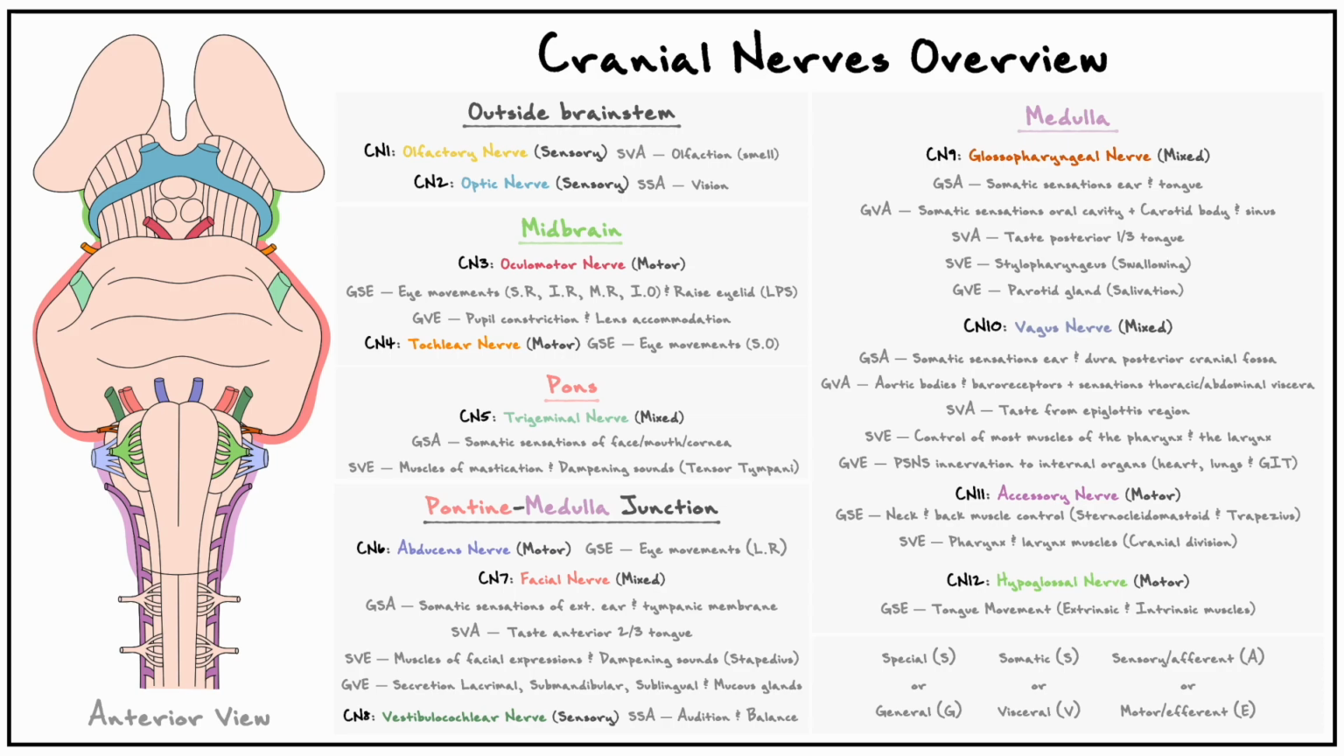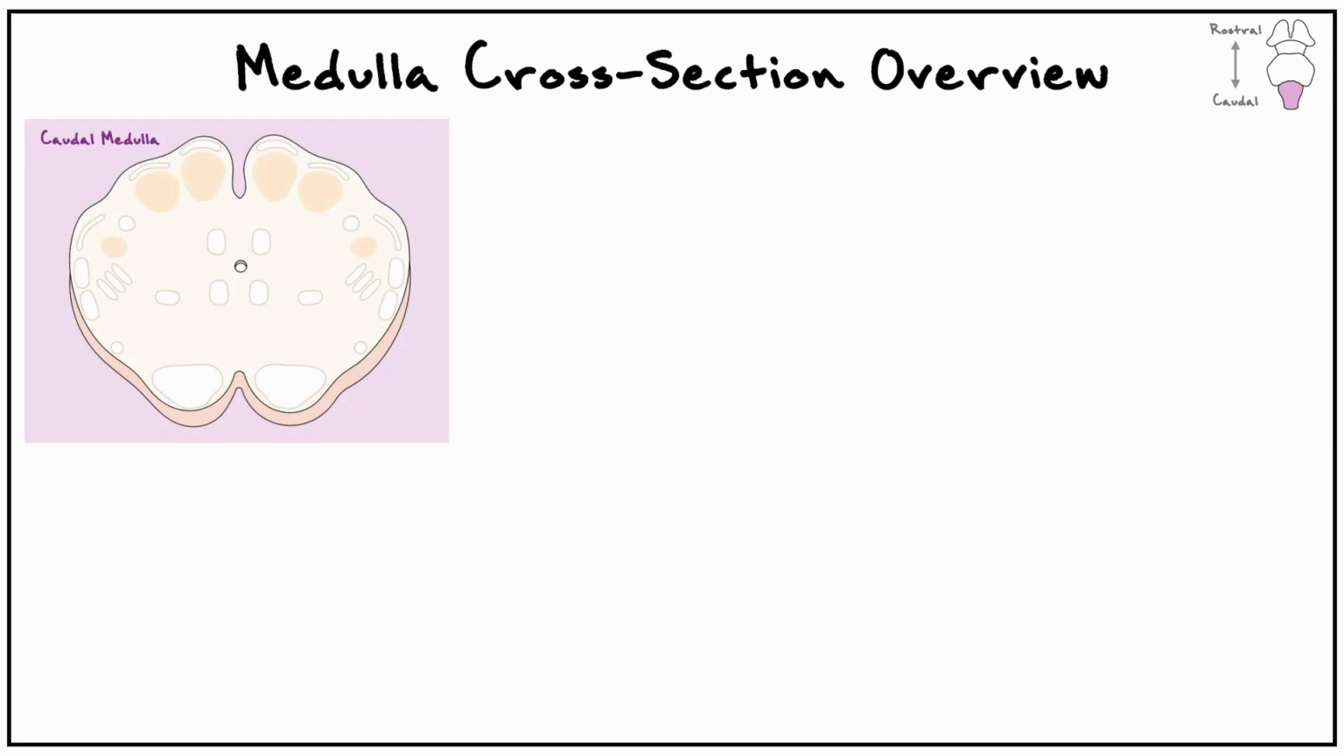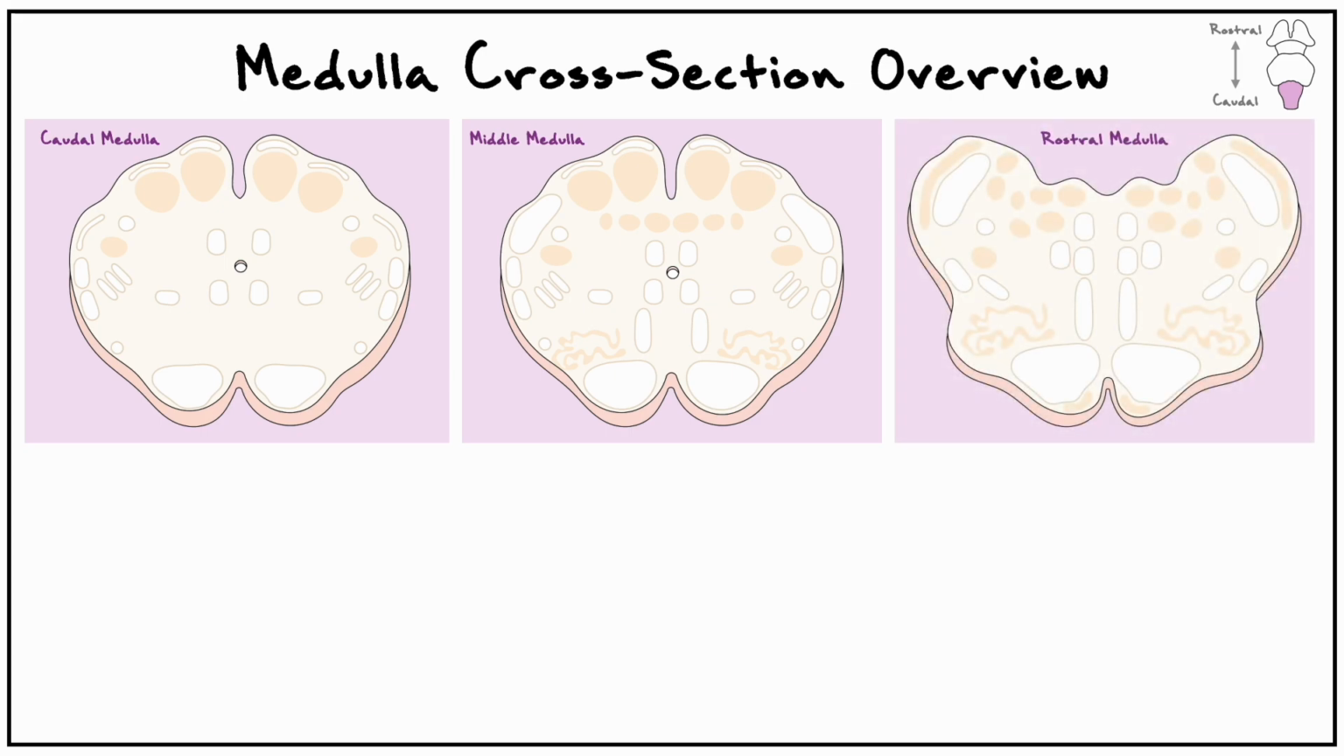Now, to see some of these structures, let's begin at the medulla, where we will take 3 cross-sections: one at the caudal end of the medulla, one at the middle level of the medulla, and one at the rostral end of the medulla. To get you situated on the anterior-posterior or ventral-dorsal axis, the side pointing towards the bottom is the ventral or anterior side, and the side pointing up is the dorsal or posterior side. This orientation holds for all of the cross-sections of the brainstem and spinal cord you will see in this video.